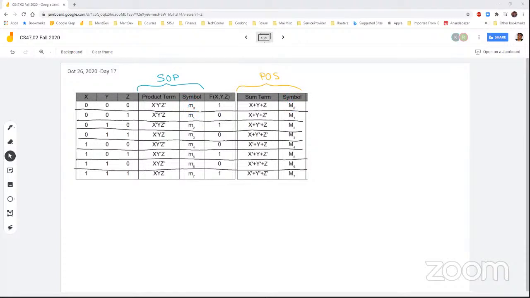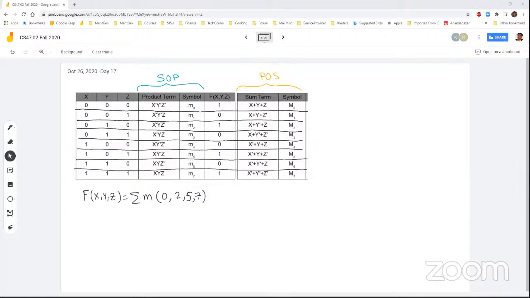Now let's say I have this function, right? Let's say F(x, y, z) is the sum of minterms 0, 2, 5, 7.